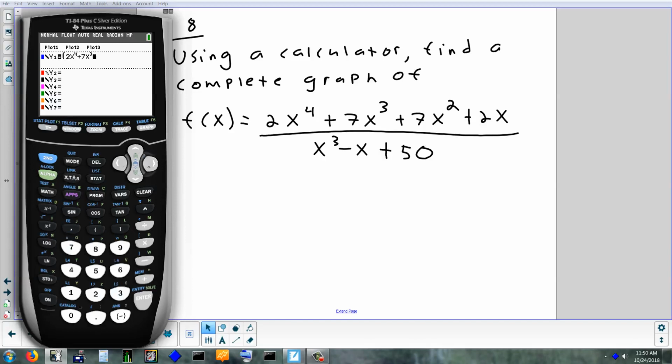So 7x cubed plus 7x squared plus 2x. So there's your numerator divided by x cubed minus x plus 50. I'm going to do zoom 6 and just see what it looks like. I definitely can see a slant in there. If I set my y-max higher, I might even see it better. So there's the part on the bottom.